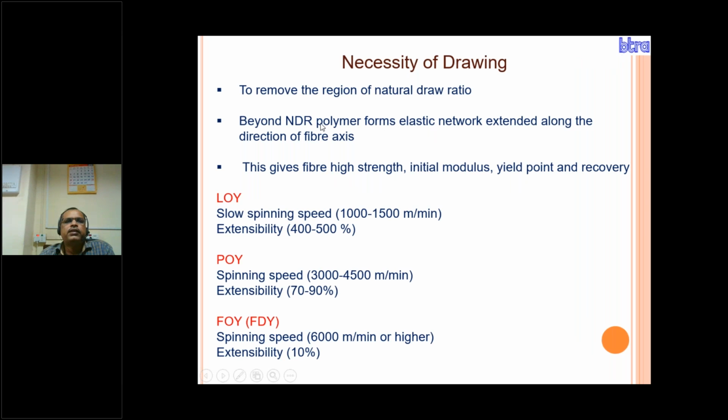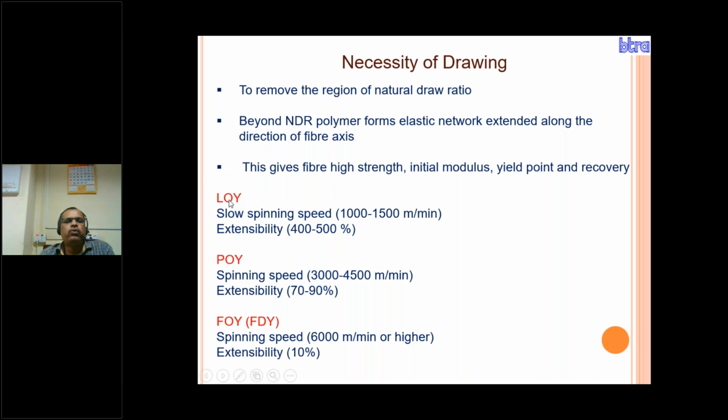So why the necessity of drawing? To remove the region of natural draw ratio. And beyond this natural draw ratio, the polymer forms an elastic network that extends along the direction of the fiber axis. This gives the fiber high strength, initial modulus, yield point, and recovery. So these are some filament structures.